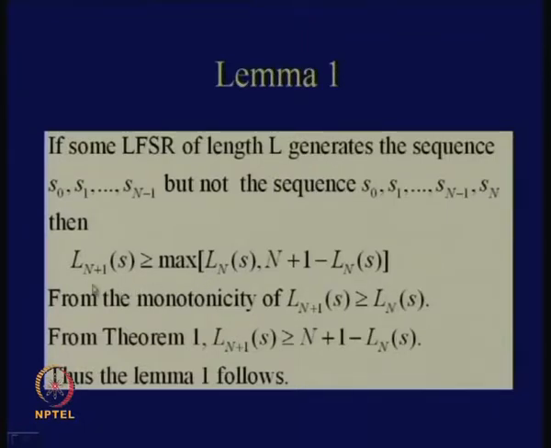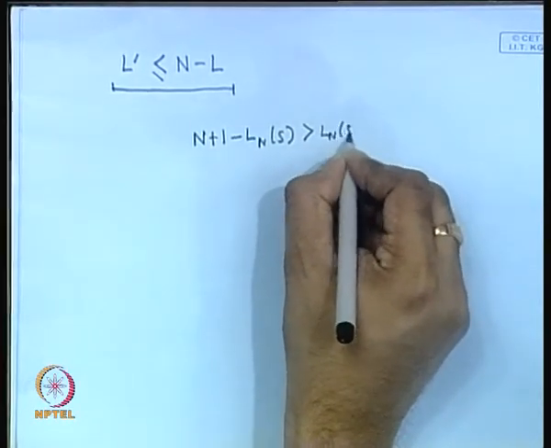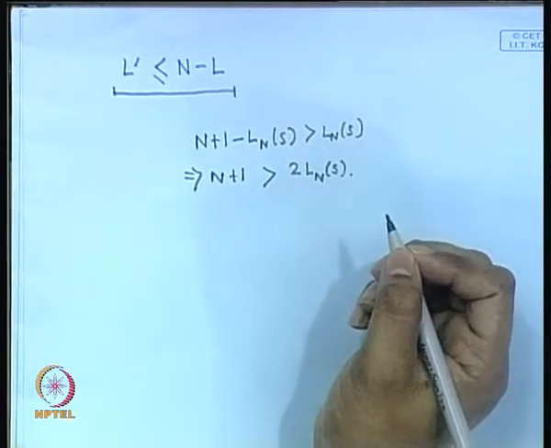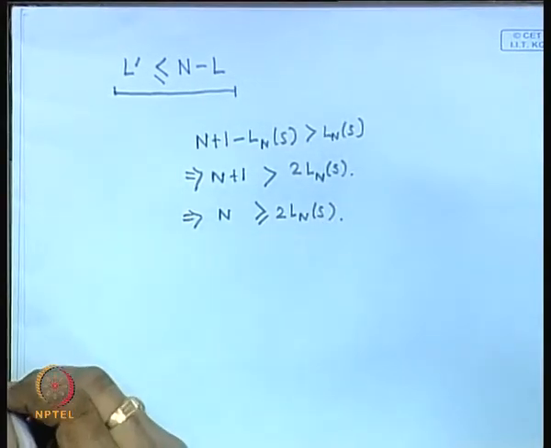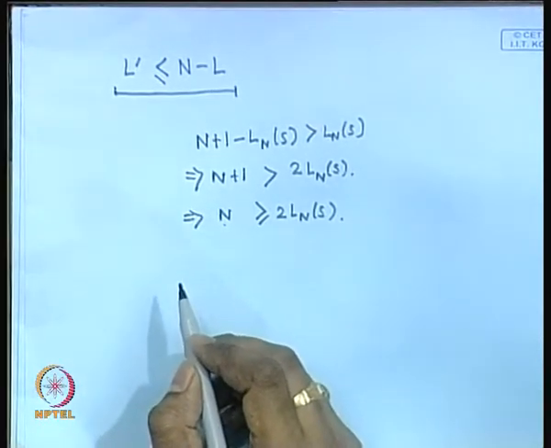So, you note one thing: when do you require an update? You can understand that if n plus 1 minus L n S is greater than L n S, then you require to add on to the length. When will this happen? When n plus 1 minus L n S is greater than L n S. So, that means n plus 1 is greater than 2 L n S, so I can write this as n is greater than or equal to 2 L n S. In the rest of the cases, that is, when n is less than 2 L n S, updating is not necessary.